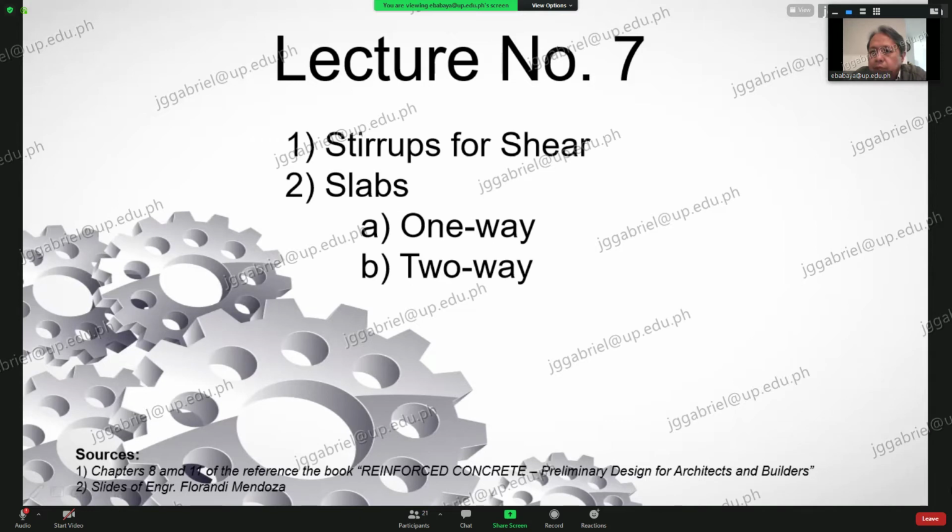Okay. So for lecture number 7, we have 2 topics. Stir-ups. Hindi ko naman makalimutan to. Ayan. Malakas ang ano niya, ang microphone niya. Kaya kahit hindi ko sinusuot, narinig niyo pa rin ako.